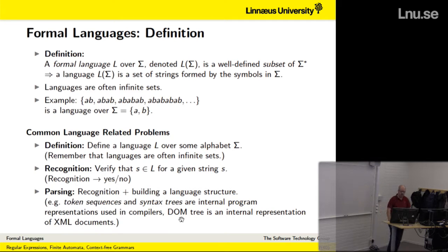Parsing. We are recognizing that it is correct, and we are also building some kind of internal structure. Do you know what a DOM tree is for XML? You have your XML file and you are reading it and constructing a tree inside. This is parsing. First, they check that your input XML is correct, in some clever way, and then they build up an internal representation. We do recognition to see if it's correct, and then we build up some structure of it. When you are parsing something, this is what you do.